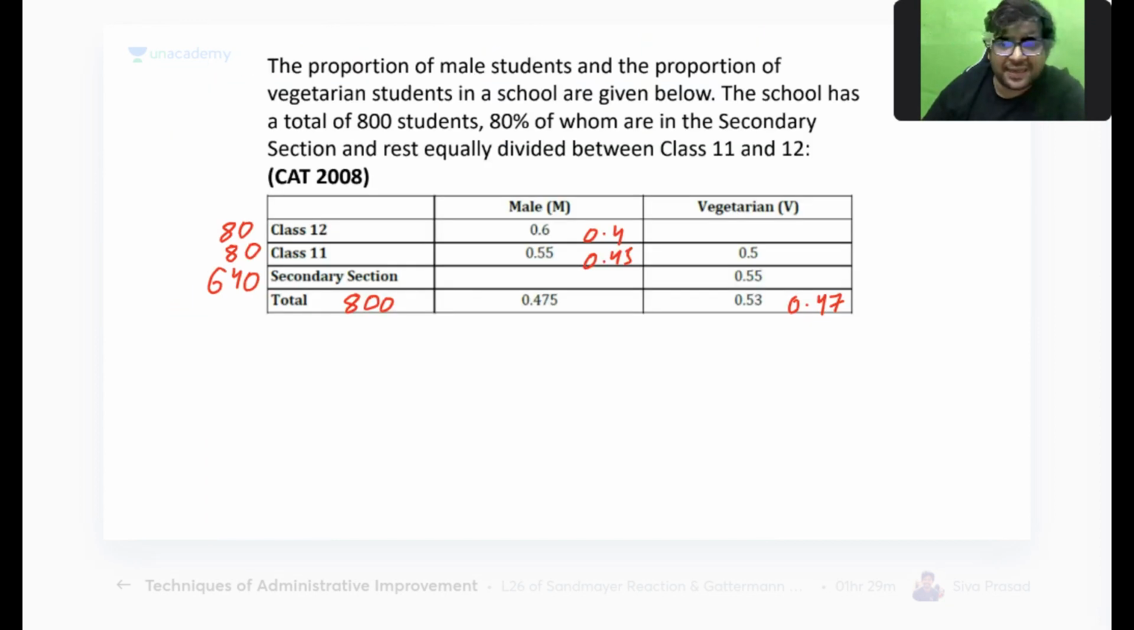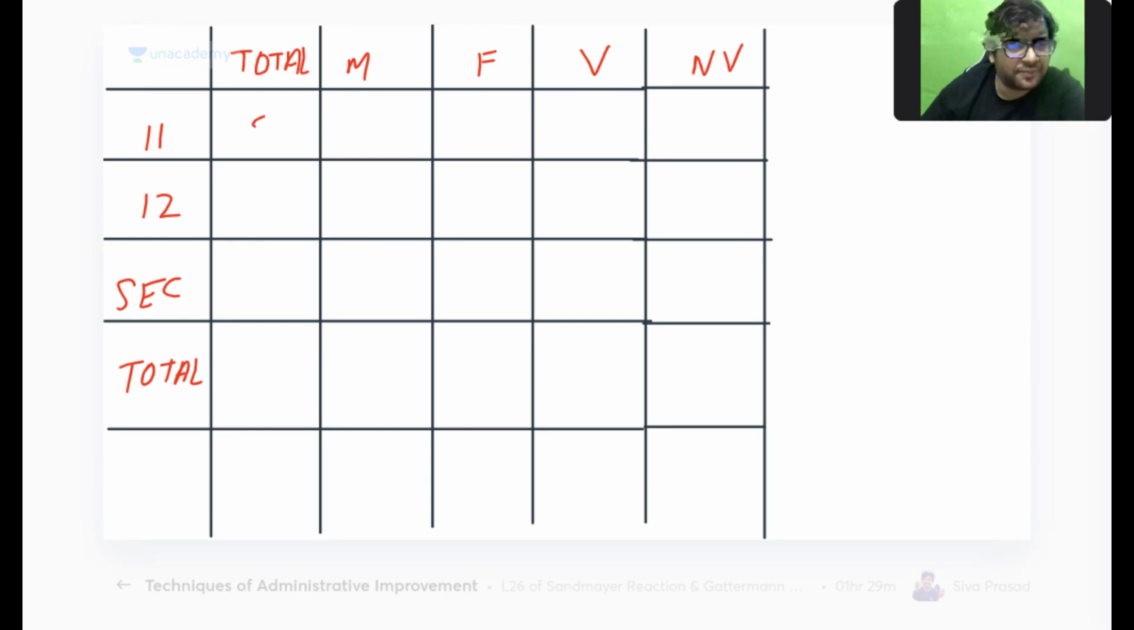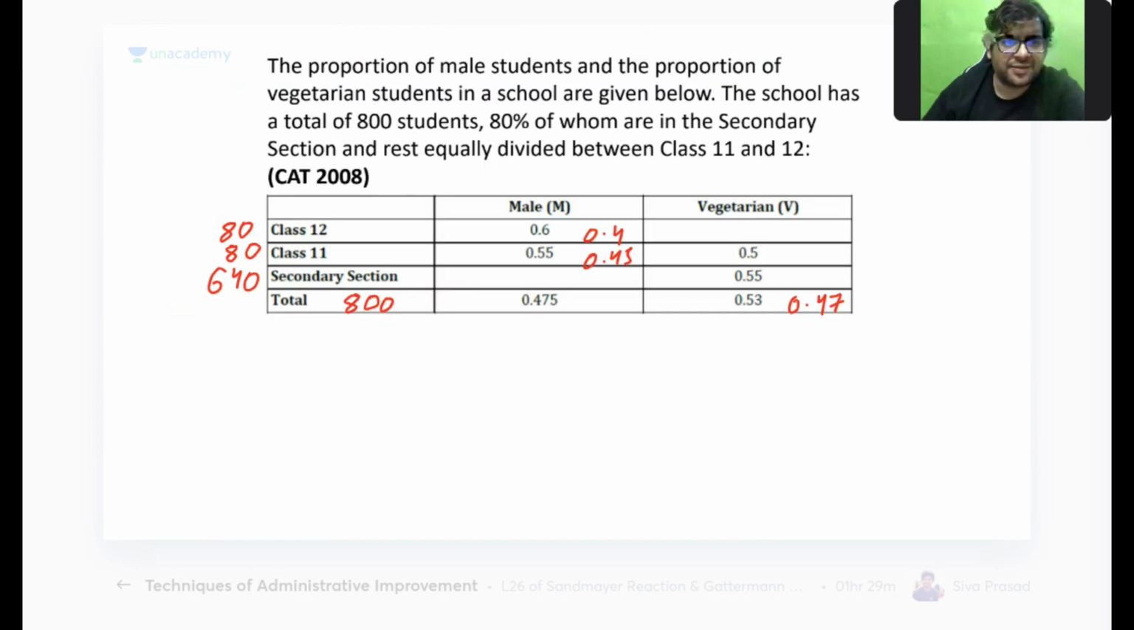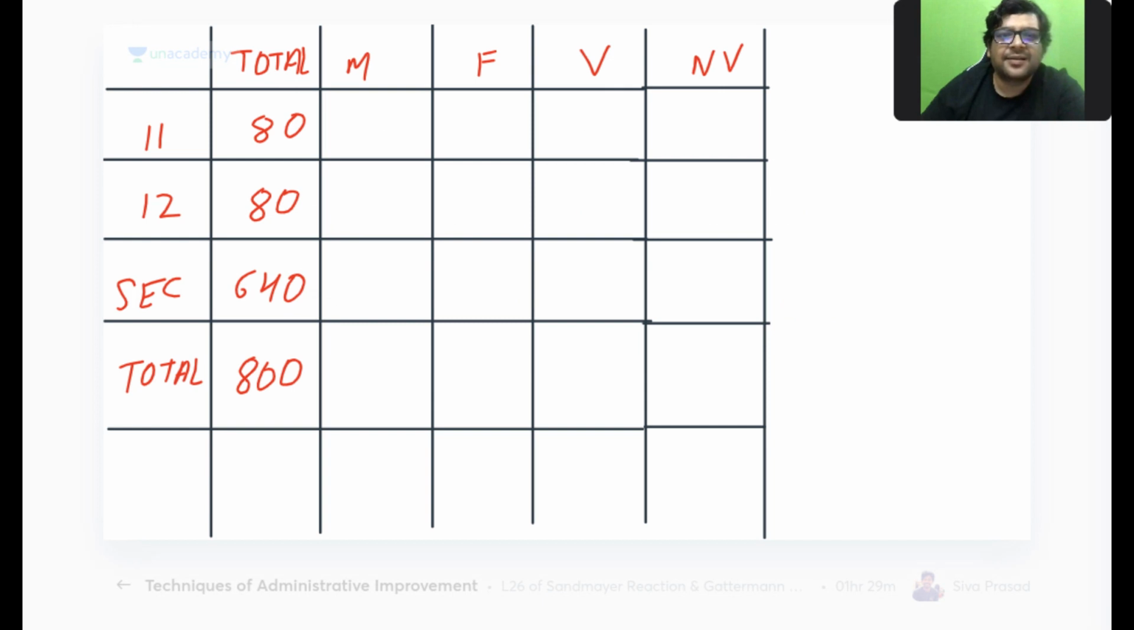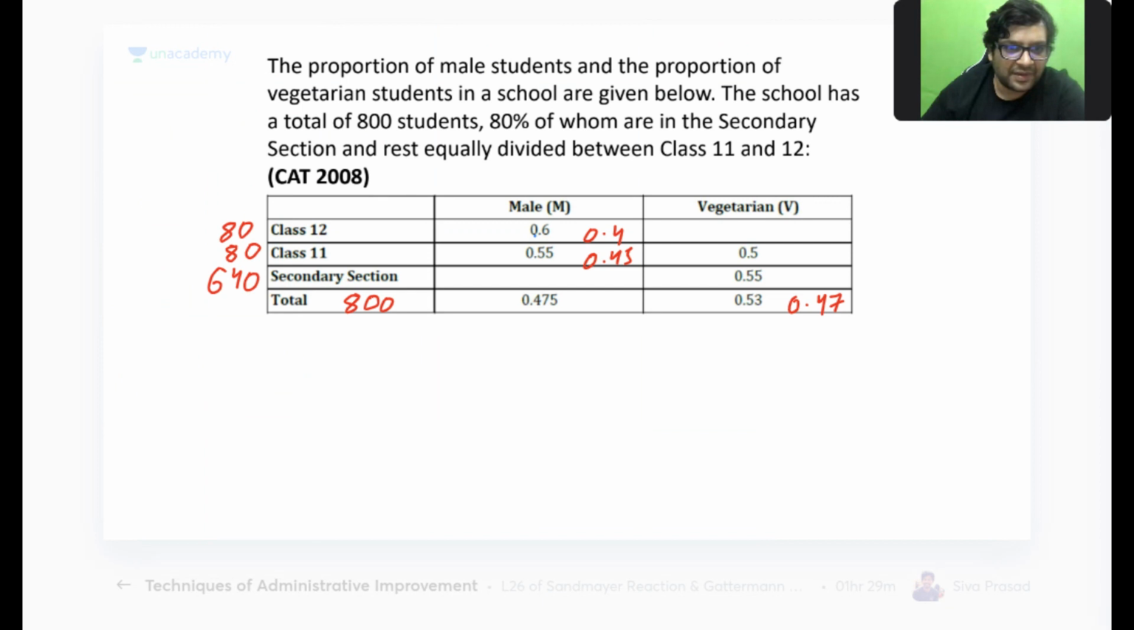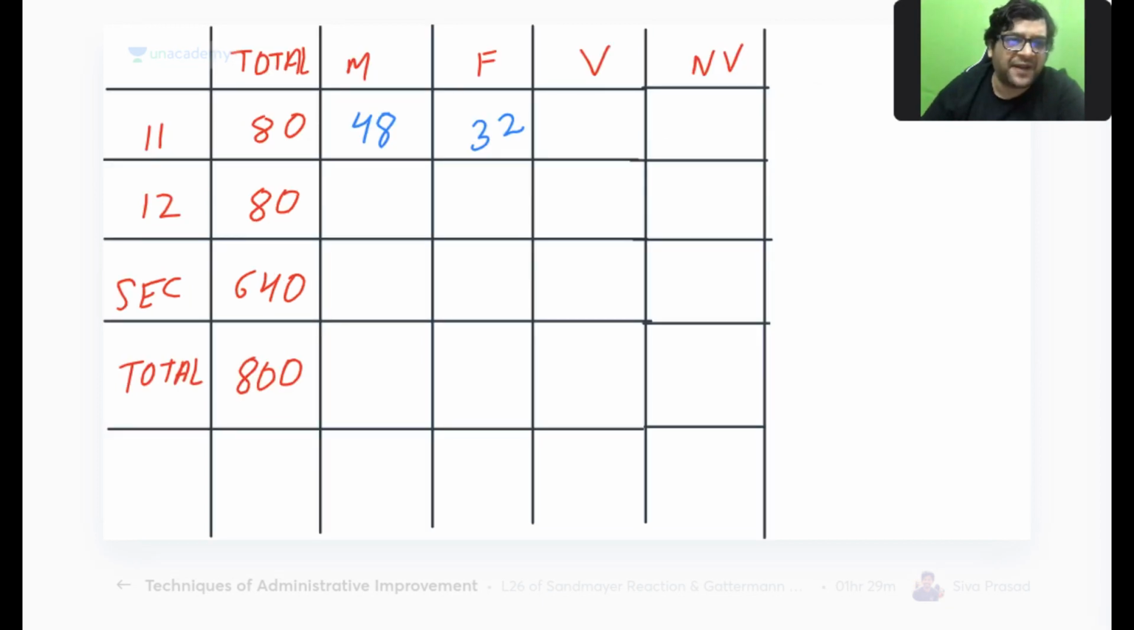Now I will see which data I have from this. 80, 86, 40, and total is 800. Now, in class 12, males are 60%. 60% of 80 is 48, so females are 32. In class 11, males are 55% and females 45%. So 55% of 80: 50% is 40, so 55% is 44 and 36.